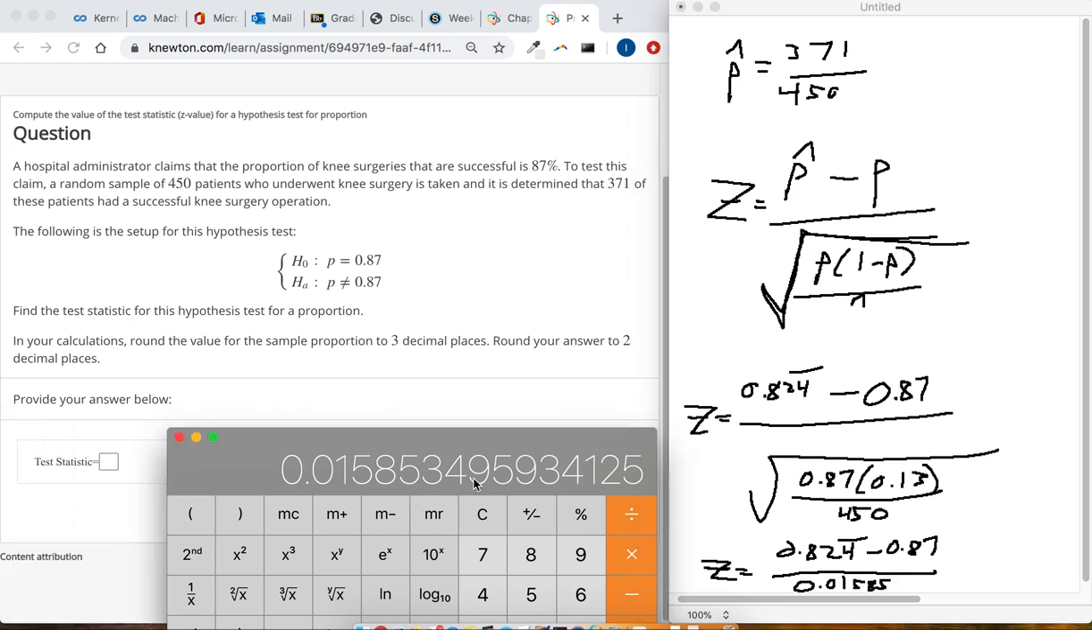So now we can quickly come to the final conclusion. Just take the top, which is negative 0.045, divide by our bottom. Get a test statistic of negative 2.87, 2 decimal places, negative 2.87.